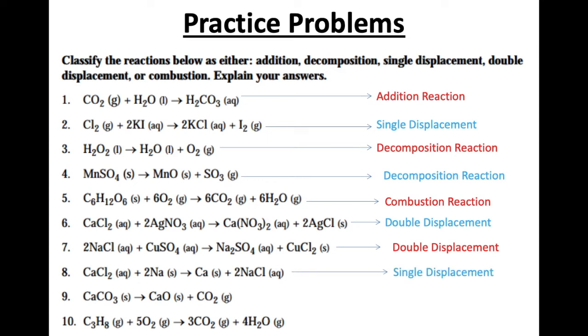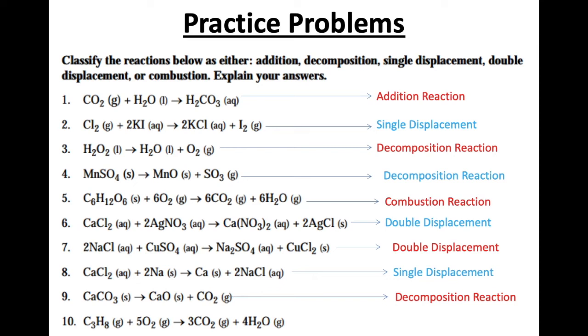Versus number 8 is only a single displacement because it's only one of the elements that is moving. In this case, the only element that's actually moving is calcium. It's going from being attached to the chlorine to instead being on its own. And then the sodium attaches to the chlorine on the other side.